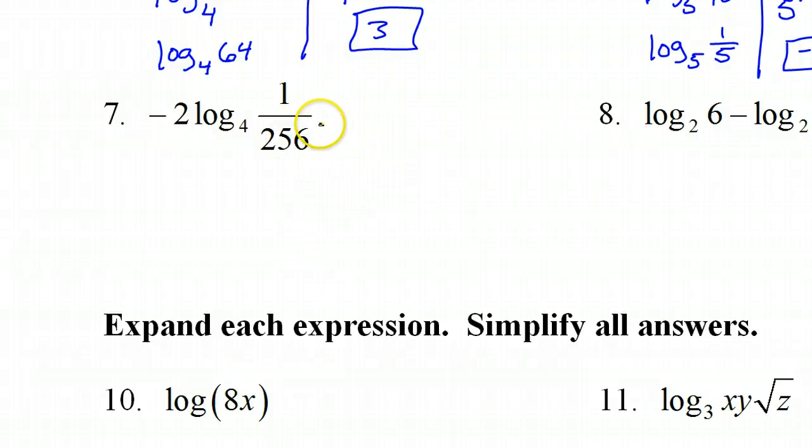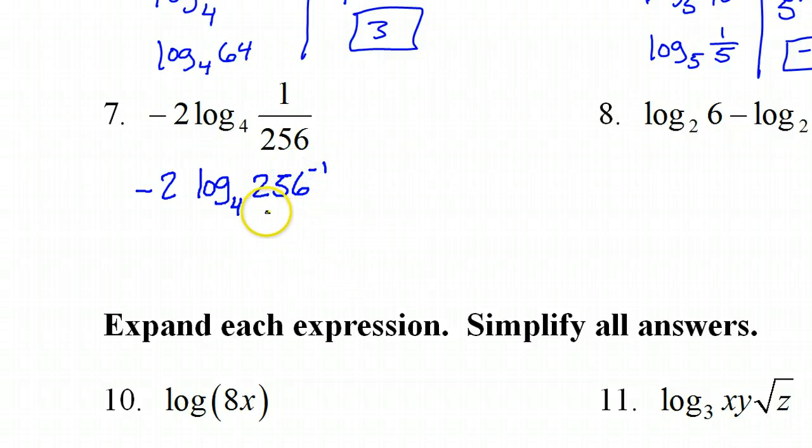What's going to be the easiest way to do this? I'm seeing so many different ways now. I'm just going to do it straight the way it is. So if I've got negative 2 log base 4 of this thing, see how it's in the denominator? I know you do. So that's the same thing as 256 to the negative 1 power.